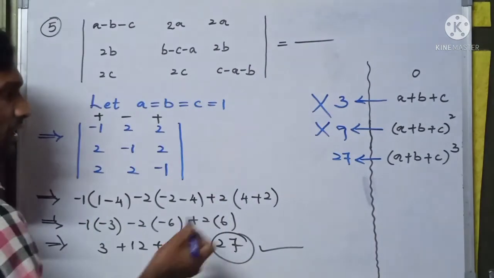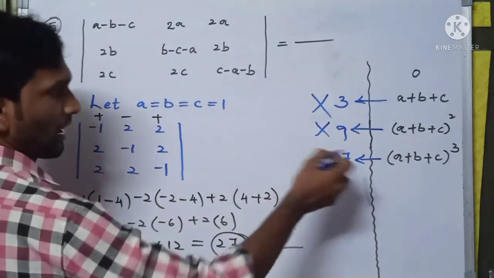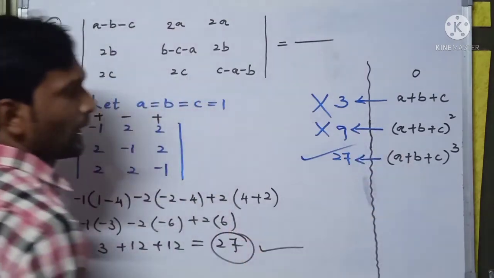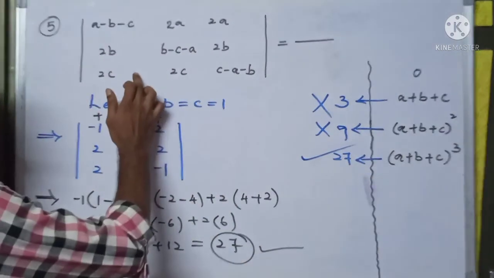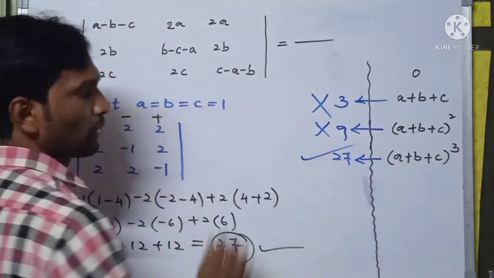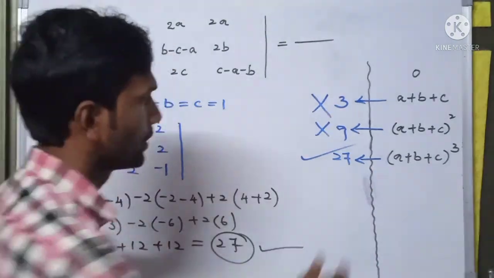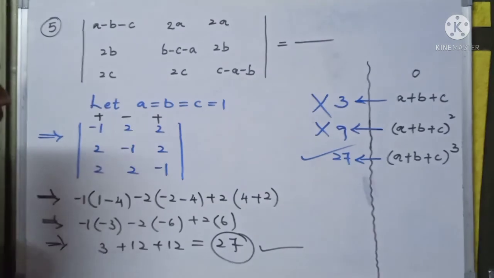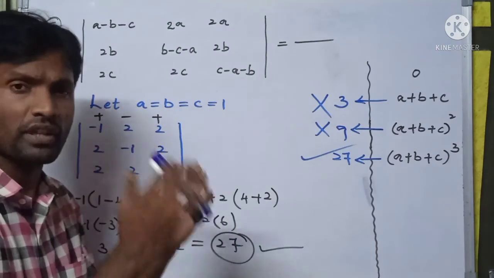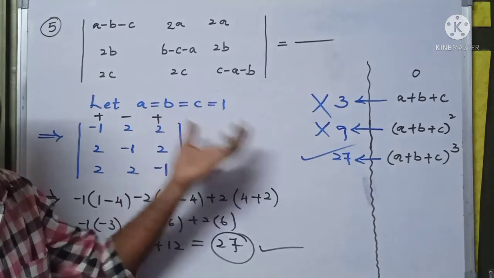What is the value of the given determinant? 27. By observing both LHS and RHS, the value of the given determinant is equal to (A plus B plus C) whole cube. When we found the determinant, 27 came, and among the four options, the fourth option also gives 27. That's why the value of the given determinant is equal to (A plus B plus C) whole cube. So this is the process for finding the value of the given determinant by using the verification method and taking the values of A, B, C equal to 1.